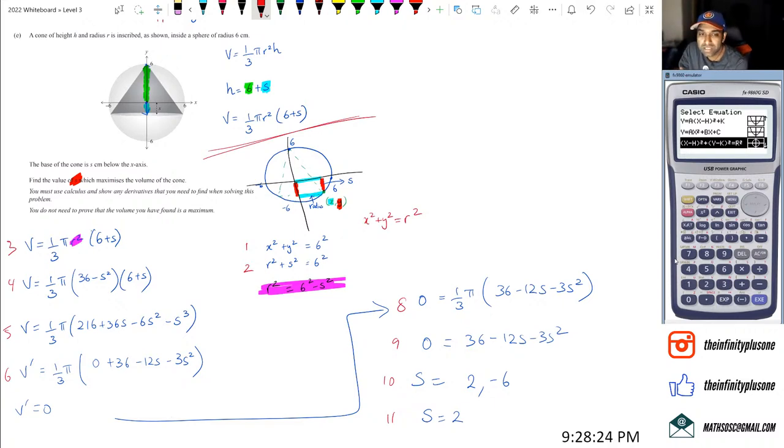The reason we're doing that is because we're looking at the equation for the circle on the outside, so that we can fit the cone inside. So we need the equation of the circle and then use that equation to find the edge of the cone.